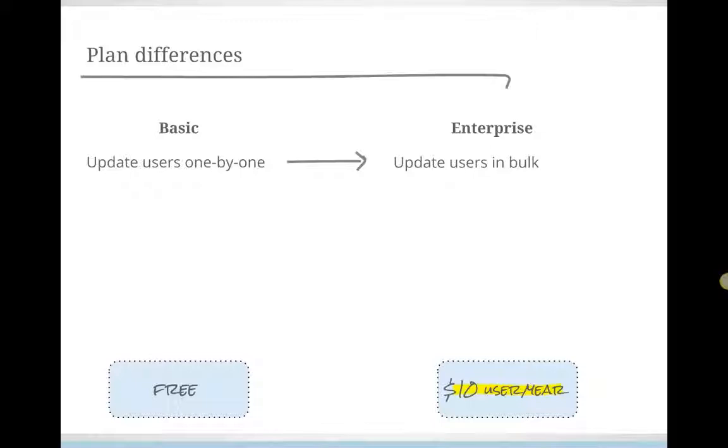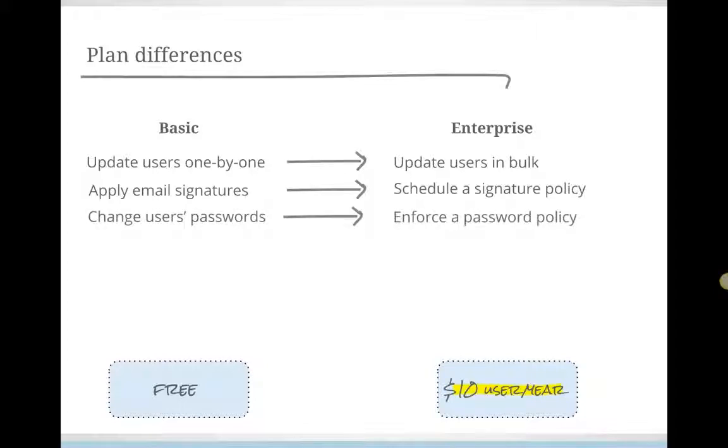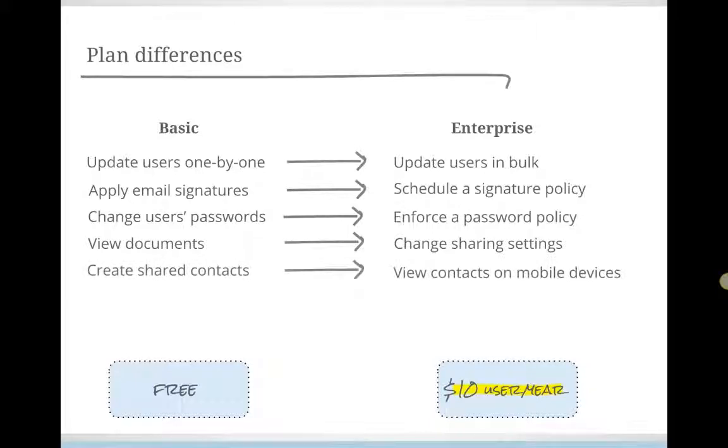So here are some of the differences. One of the questions that came in again was about what was in Basic, what was in Enterprise, and these are specific examples of those. So if you want to update users one by one in Basic, no problem. In the Enterprise, you get to do it in bulk. Apply email signatures, schedule signature policies to have them enforced on a daily basis. Change a user's password, absolutely can do that with Basic, but if you want to enforce a password policy, that's an Enterprise feature. If you just want to view the documents, as opposed to being able to change the sharing settings, also in bulk.